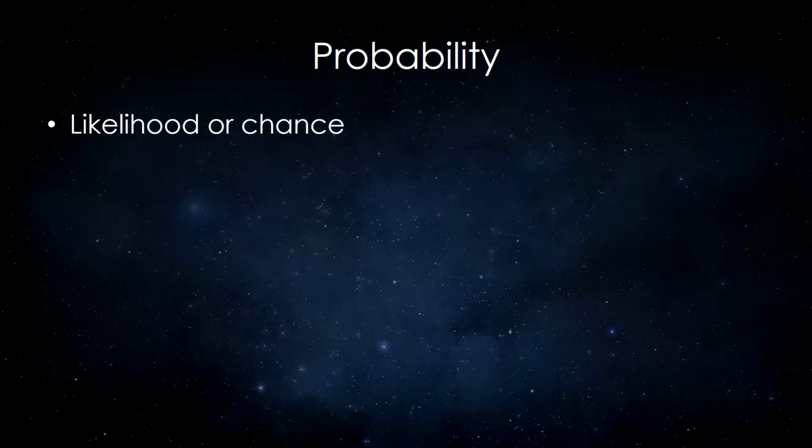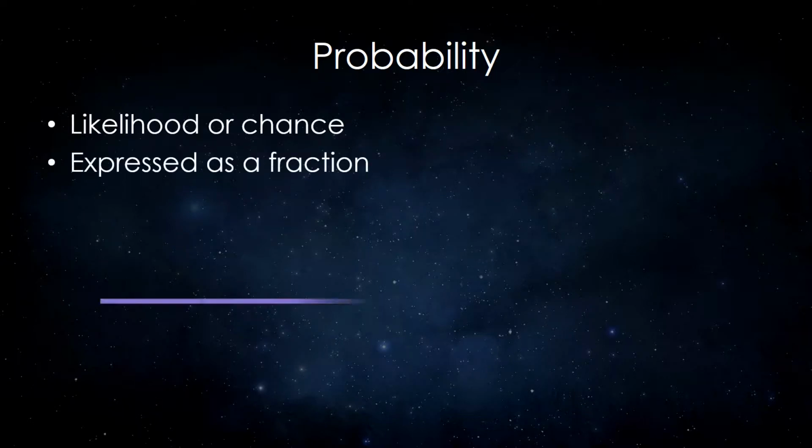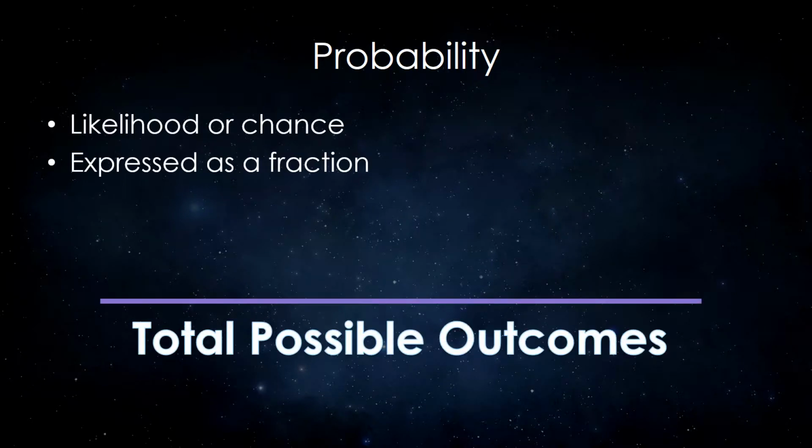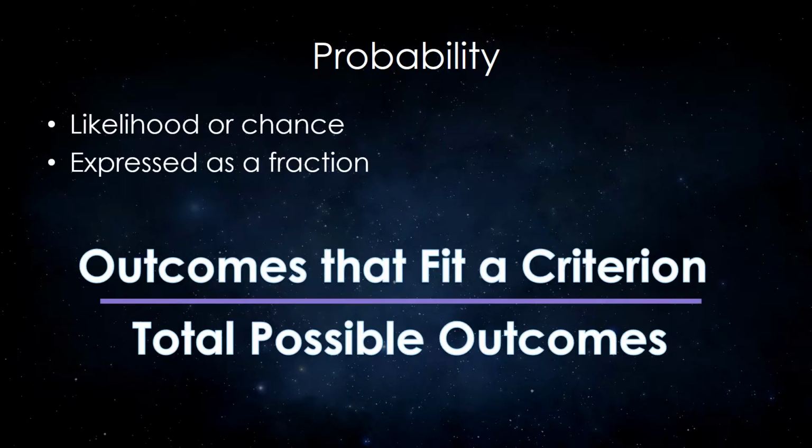Probability is the likelihood or chance of something happening. It is expressed as a fraction. The bottom of the fraction is the number of possible outcomes that exist. The top of the fraction is the number of outcomes that fit a certain criterion.